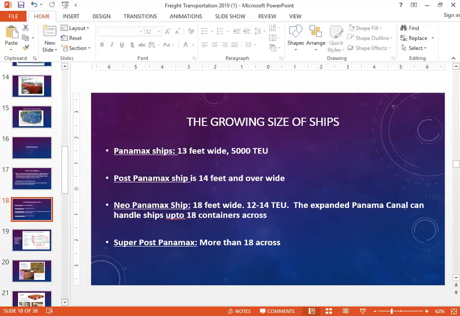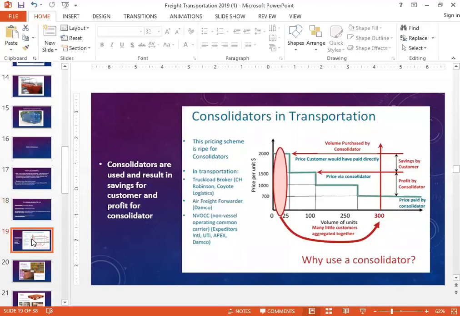so you can imagine that up to 18 containers, we're talking about the width, could be fit into the neo-Panamax ship. And then now there are super post-Panamax ships, and so these are more than 18 feet wide, so really, really huge ships that are in the market now. And again, the reason is that there's just so much more global trade. Also, ports and canals and so on have been changed to accommodate these larger ships.